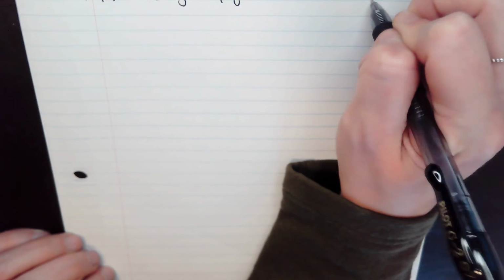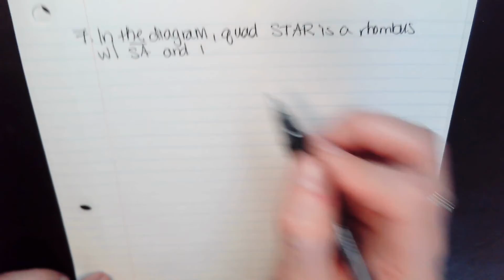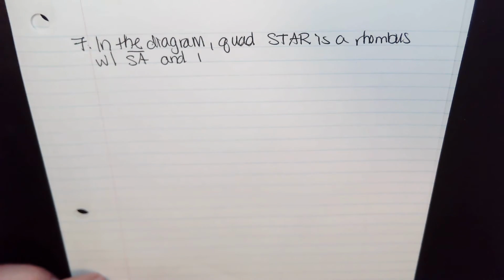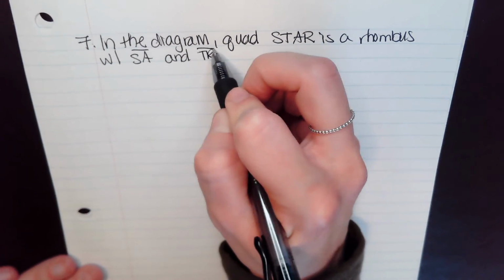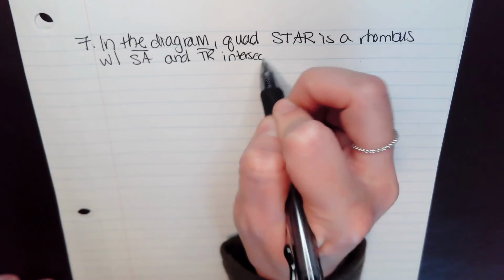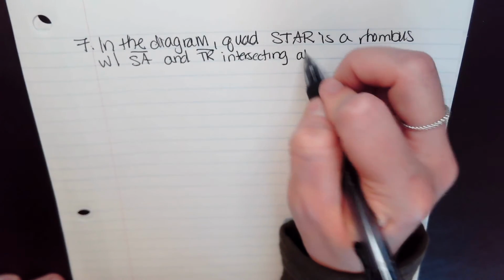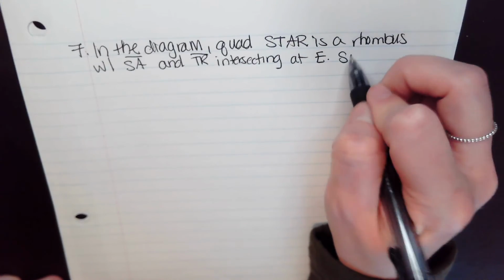All right, we're going to do one more. Number 7. In the diagram below, quad STAR is a rhombus with segment SA and segment TR intersecting at E. So here's some more info.